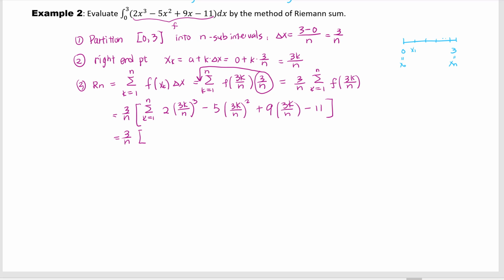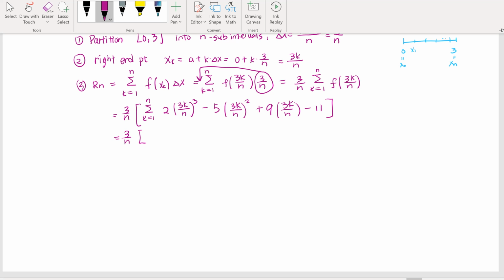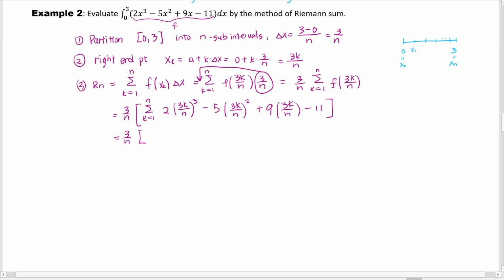So let's see. Okay, so here I'm gonna increase the speed. Okay, so I'm gonna expand it, and at the same time I distribute the sum and move the constants in front. So the first term, we have 2 and then 3 cubed over n cubed. Okay, then we have the sum k from 1 to n of k cubed. Is that okay, everybody? So we distribute the exponents, 3 cubed, k cubed over n cubed, but 2 times 3 cubed over n cubed is a constant. We can move it in front of the sum.